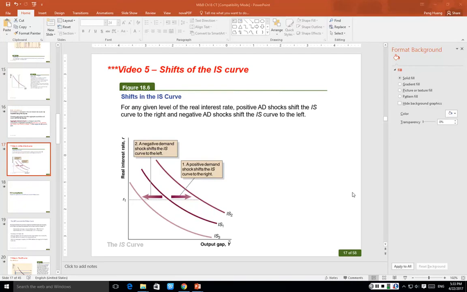So now let's study why the IS curve will shift. First, draw the IS curve. We know the interest rate, real interest rate R, is on the vertical axis. And previously, we put a big Y, real GDP, on the horizontal axis. But now we actually put the output gap here.